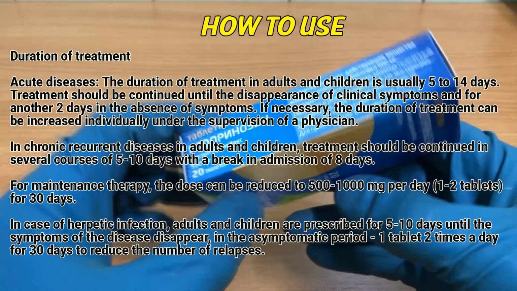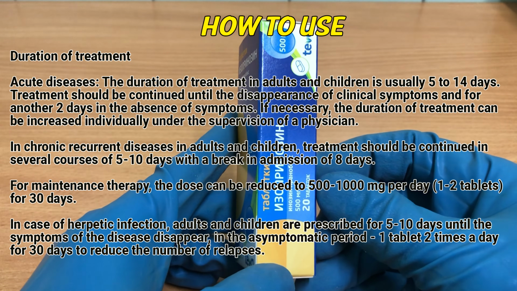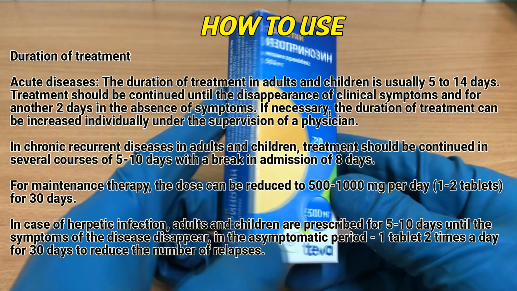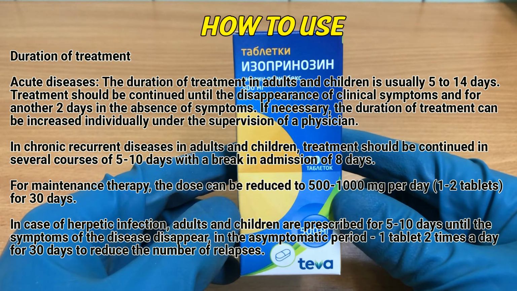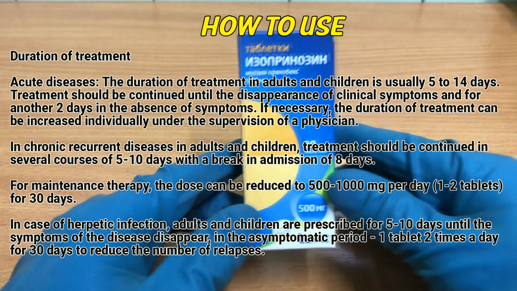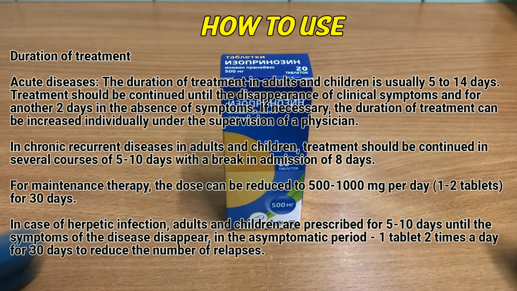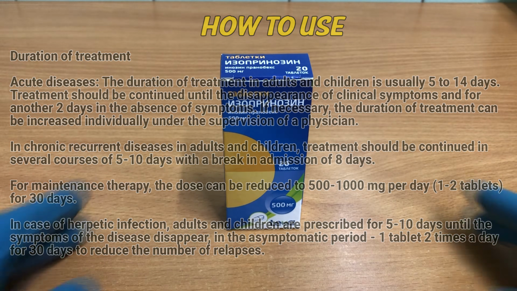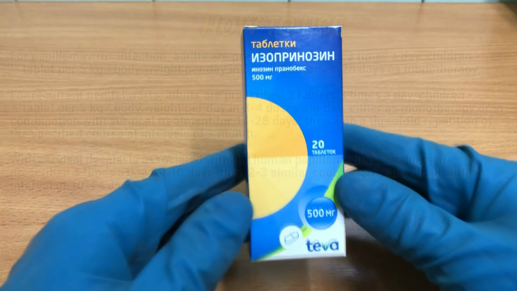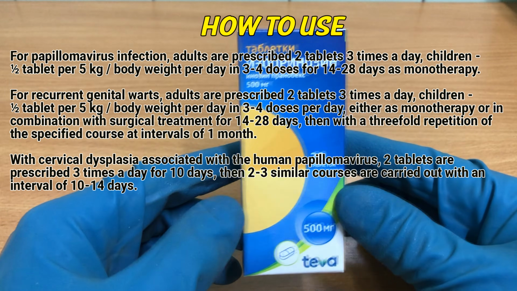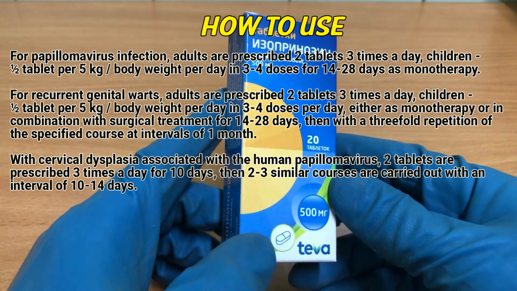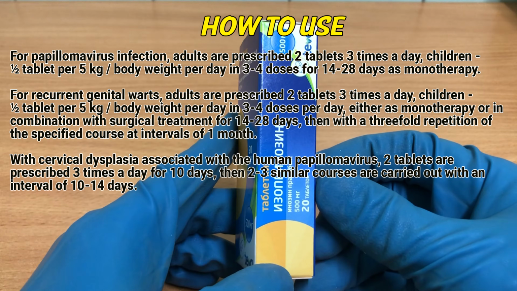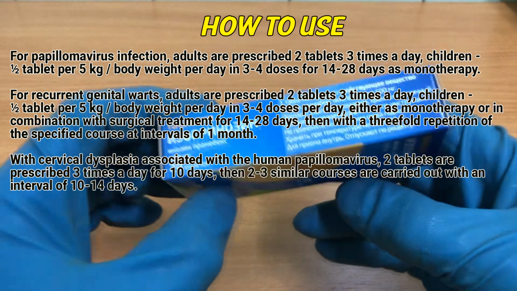For maintenance therapy, the dose can be reduced to 500 to 1000 mg per day, 1 to 2 tablets for 30 days. In case of hepatic infection, adults and children are prescribed for 5 to 10 days until the symptoms of the disease disappear. In the asymptomatic period, 1 tablet 2 times a day for 30 days to reduce the number of relapses. For papillomavirus infection, adults are prescribed 2 tablets 3 times a day. Children: half a tablet per 5 kg body weight per day in 3 to 4 doses for 14 to 28 days as monotherapy.